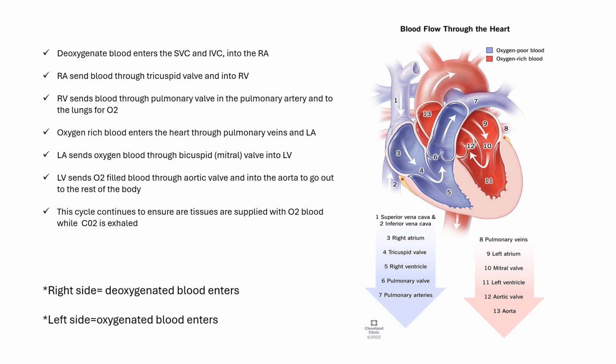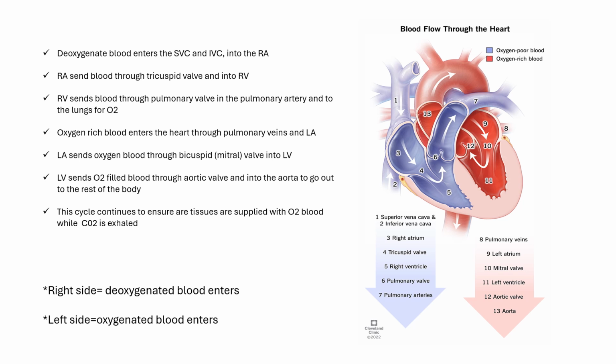First, deoxygenated blood enters the heart through the SVC and IVC, or superior and inferior vena cava, which brings blood from the body to the right atrium. Note, vena is vein, so in this case, the blood is low in oxygen. Second, the right atrium contracts and pumps the deoxygenated blood through the tricuspid valve into the right ventricle.